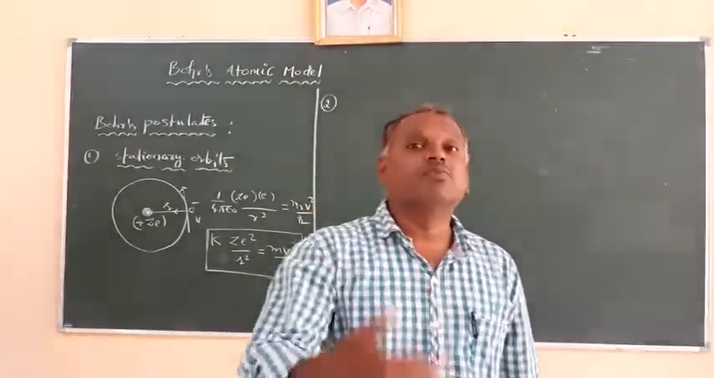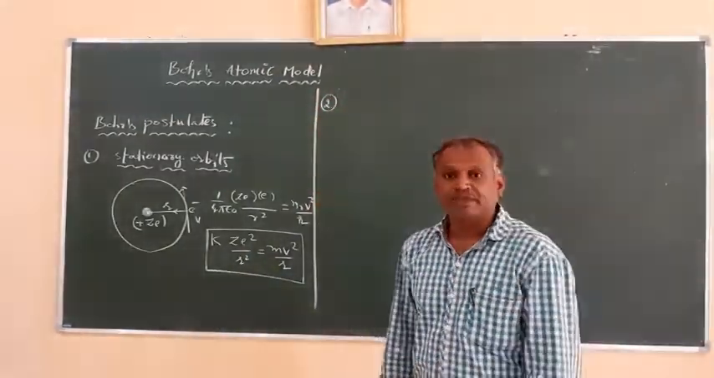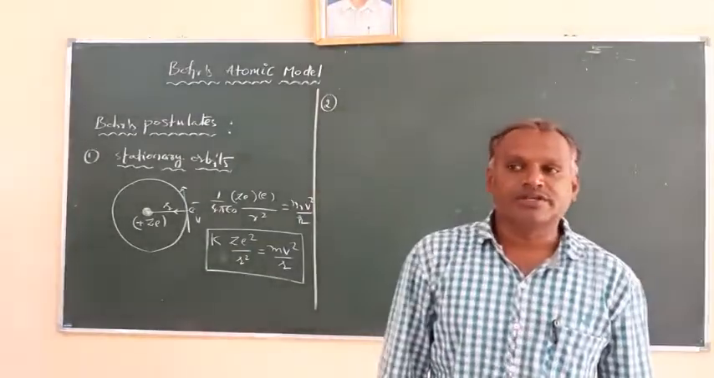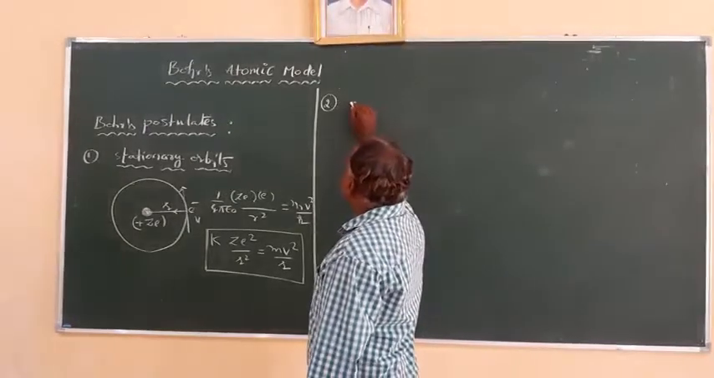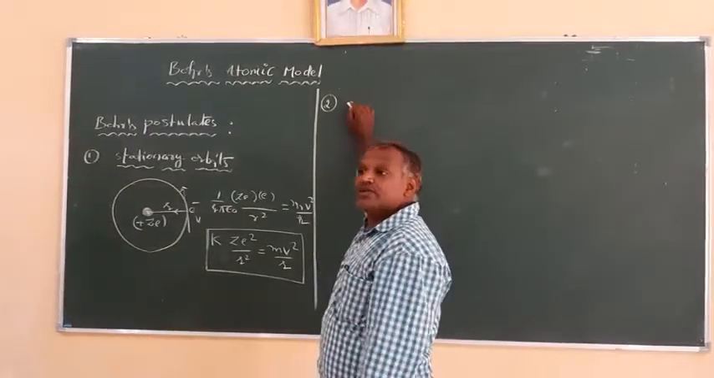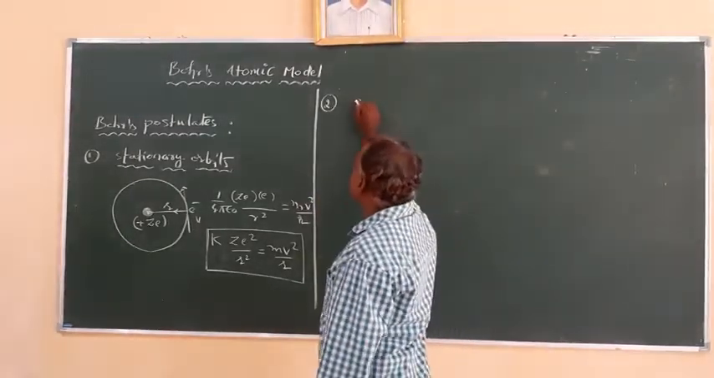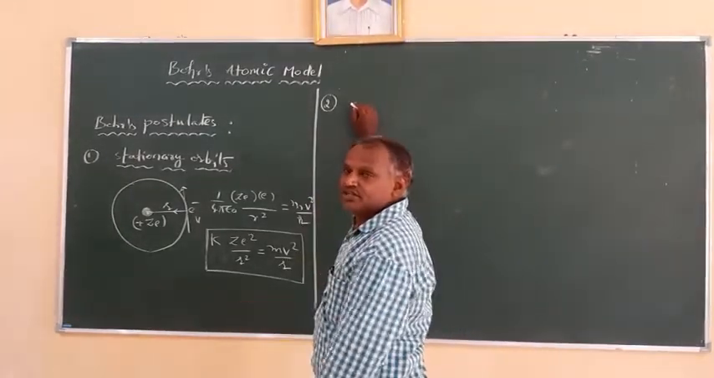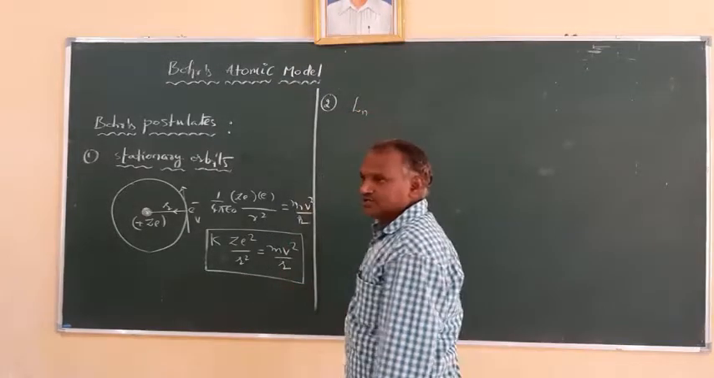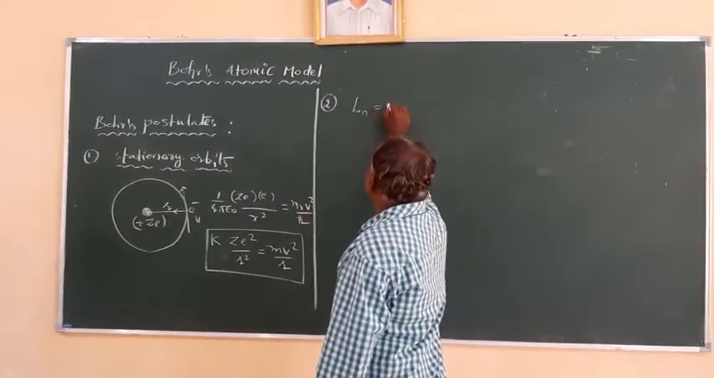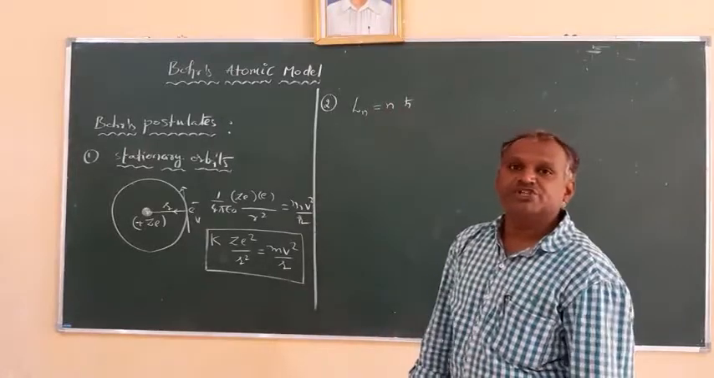But here, the angular momentum of a revolving electron is given by some values. That is the second postulate. The angular momentum of a revolving electron around the nucleus, according to Bohr, is an integral multiple of h cut, that is h by 2 pi. So the angular momentum of an electron in the nth orbit is equal to an integral multiple of h cut. H cut is nothing but h by 2 pi.